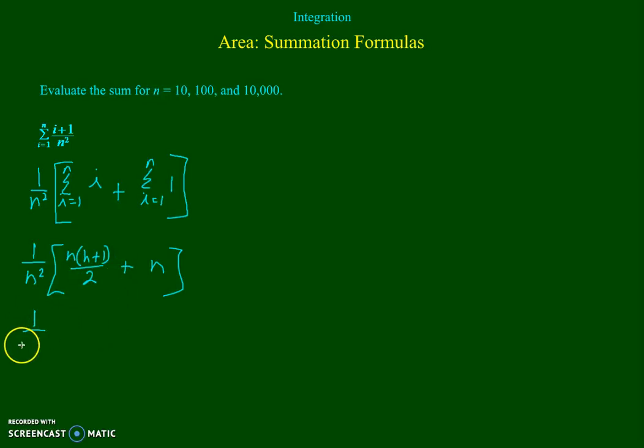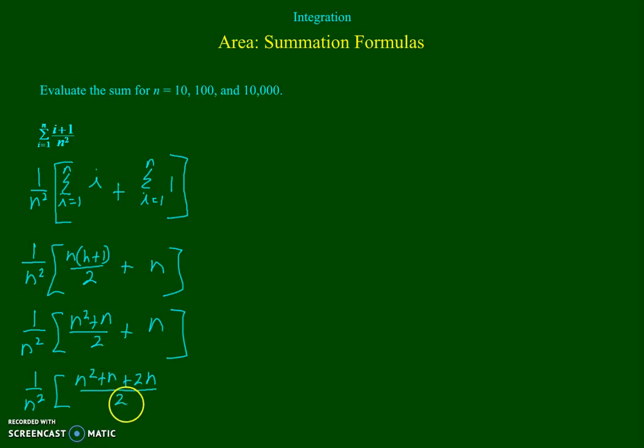So we have 1 over n squared times n squared plus n over 2 plus n. Now we can combine these into one term. So we have 1 over n squared times this is n squared plus n. This times this, using that sign, is plus 2n over this times this, which is just 2.